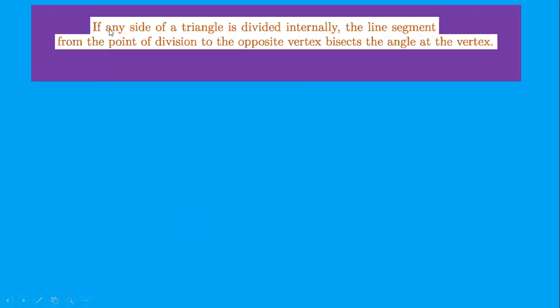Boys, now we discuss another theorem. If any side of a triangle is divided internally, the line segment from the point of division to the opposite vertex bisects the angle at the vertex.